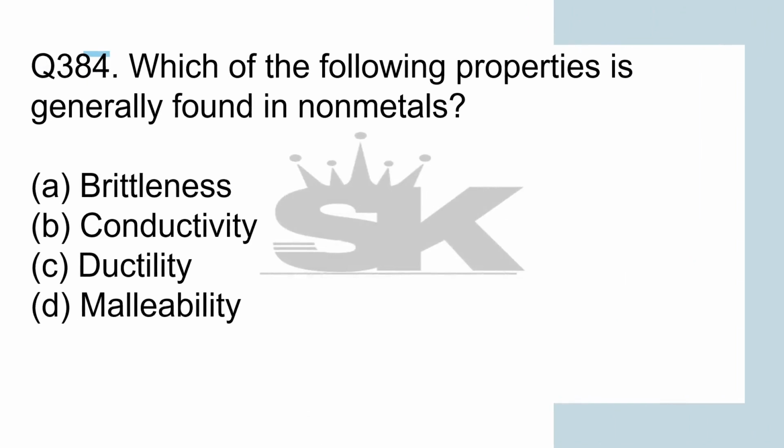Which of the following properties is generally found in nonmetals? Properties of nonmetals: nonmetals have high ionization energies and electronegativities. They are generally poor conductors of heat and electricity. Solid nonmetals are generally brittle with little or no metallic luster. So here they're giving brittleness, right? So the answer is brittleness.